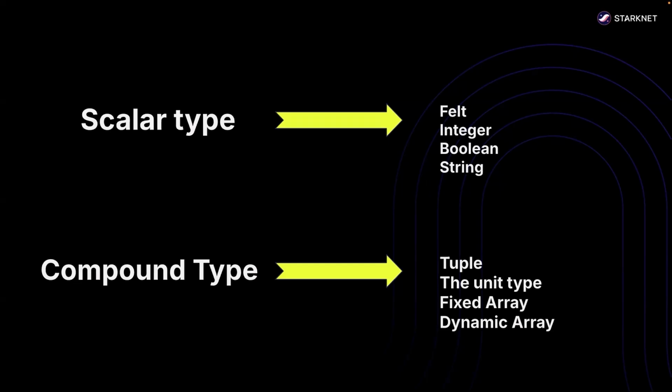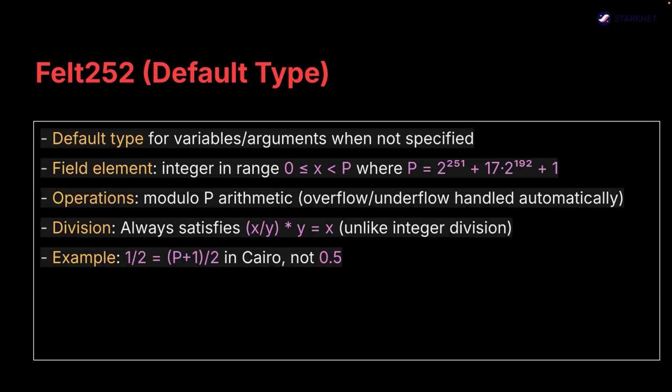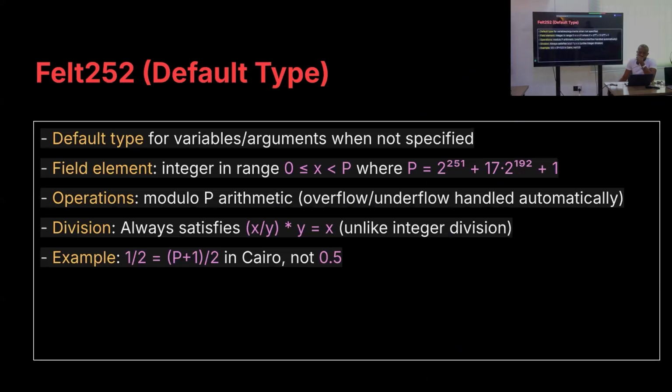So basically, a felt is a number x where 0 is less than or equal to x and x is less than p. And the p is actually very large. Can you see what the p is? Yeah. What is the p?